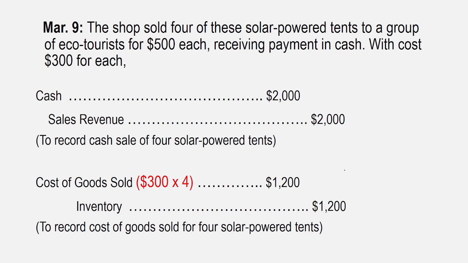Okay, next economic events. In these transactions, Adventure Travel Gear sells. Please be careful about the sales because selling in merchandising means that you should record the economic events in two levels. Four solar power tents to a group of eco-trees for $500 each, receiving payment in cash. And the cost of each tent is $300. To record the sales in their accounting books, Adventure Travel Gear debits the cash account for $2,000.